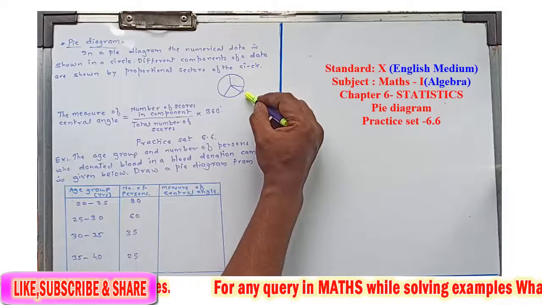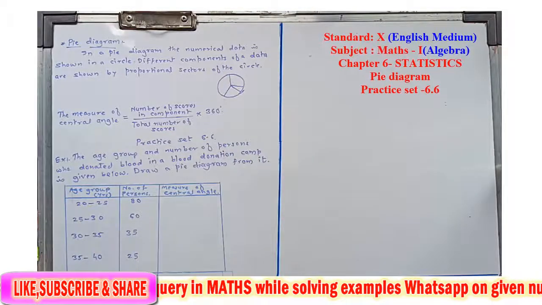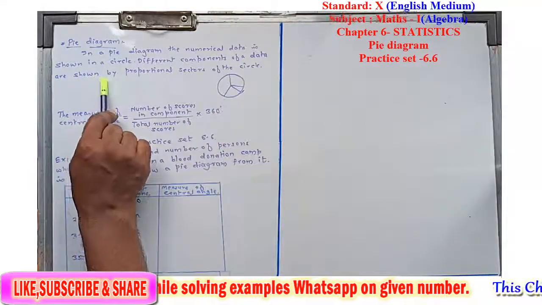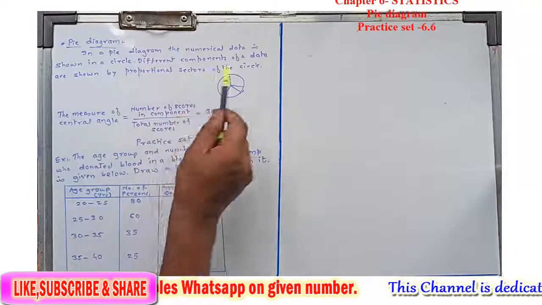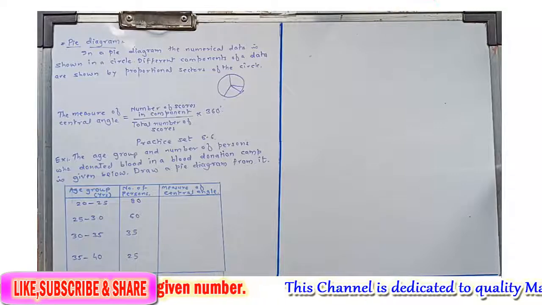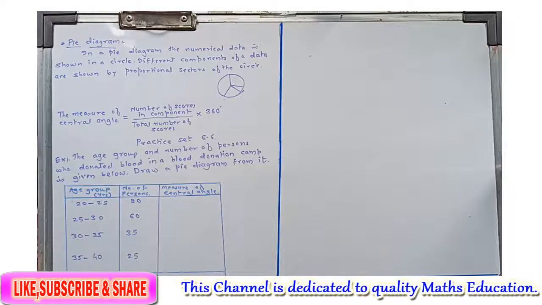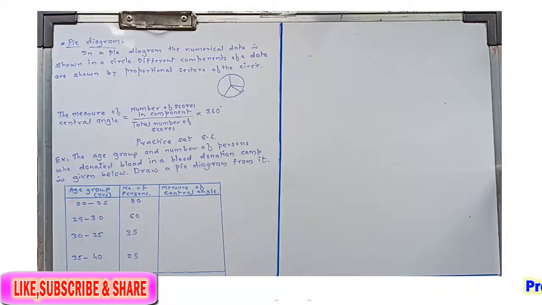So that figure is called the pie diagram, in which a circle is given and the circle is divided into some sectors. In a pie diagram the numeric data is shown in a circle, and different components of the data are shown by proportional sectors of the circle. ठीक है, different components of the data, उसको हम क्या करेंगे, प्रोपोर्शनल सेक्टर से, जो डेटा ज़्यादा रहेगा उसका सेक्टर बड़ा रहेगा, जो छोटा रहेगा उसका सेक्टर कैसे रहेगा, छोटा रहेगा.